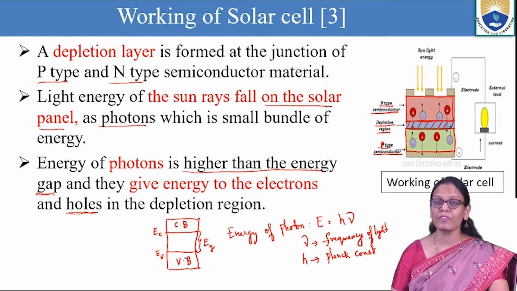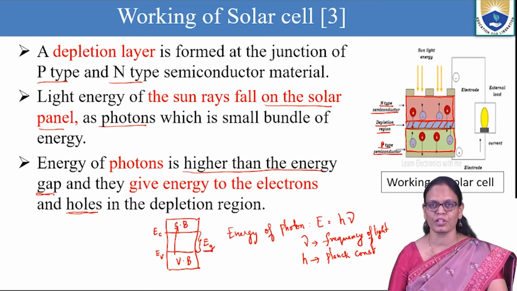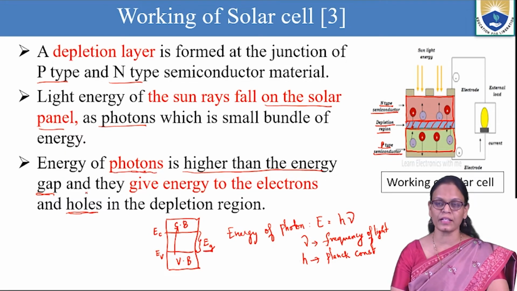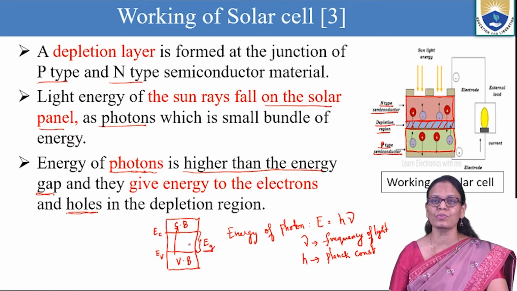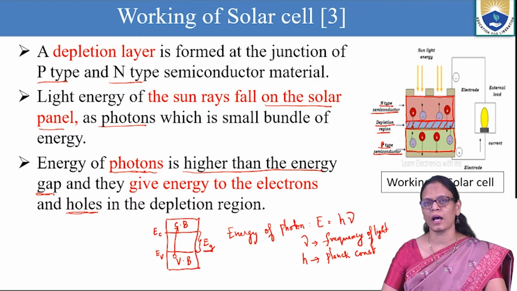Whenever we have to make an electron free from the valence band, we have to supply an energy equal to or greater than the energy gap. Only then can the electron move from the valence band to the conduction band. The energy of the incident photons is higher than the energy gap, so they give energy to these valence electrons to go into the conduction band. When an electron moves from the valence band to the conduction band, a hole is generated here. This is the process that happens.